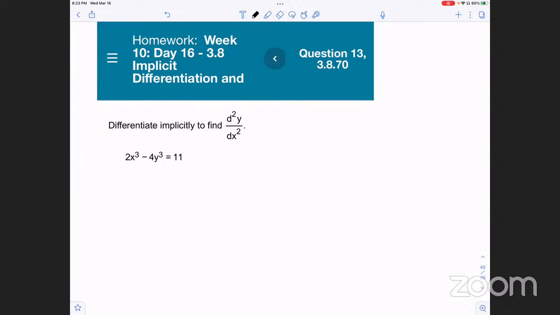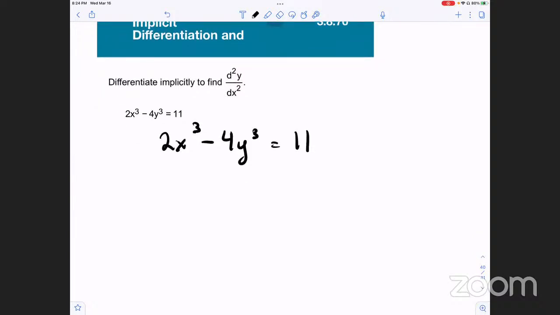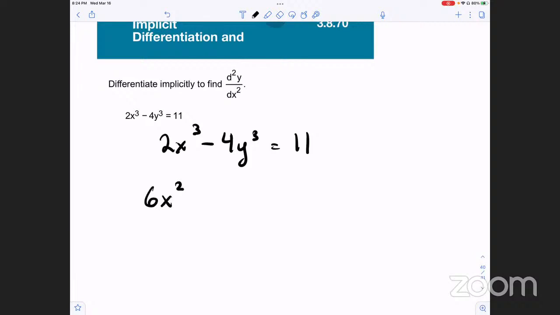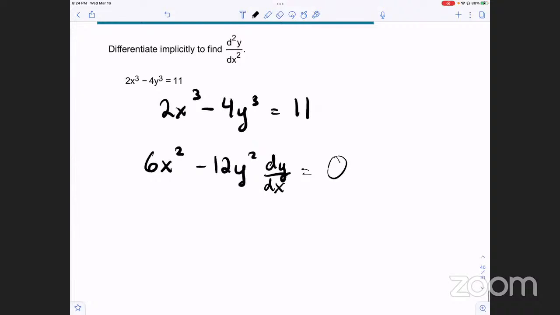So let's start by getting a copy of the original: 2x cubed minus 4y cubed equals 11, okay? Again, whenever we take a derivative of y, we're gonna write dy by dx. So now we just take the derivative like normal, the 3 comes down, that's gonna be 6x squared. We don't need anything else there. The 3 comes down, that's gonna be minus 12y squared. Now we need to include dy by dx, equals 0.